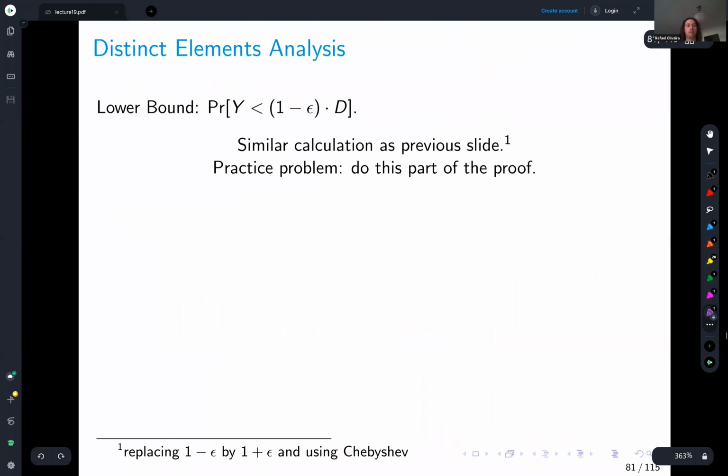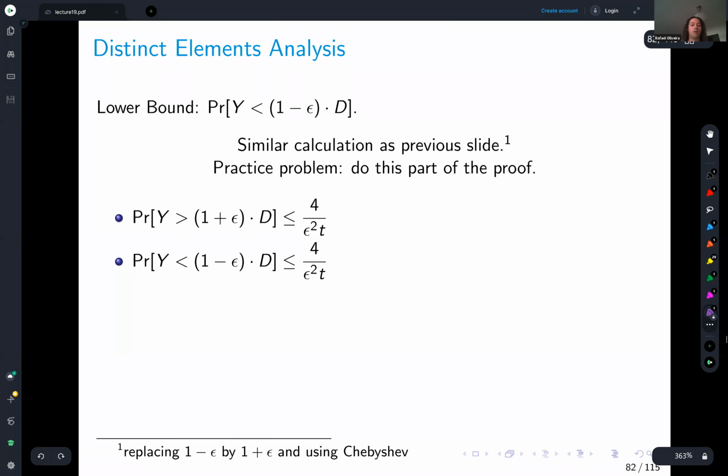Okay, and similarly, we can prove the lower bound. Similarly, we can prove that the probability that y is less than 1 minus epsilon times d will also be small. This is a similar calculation to the previous slide. So I'll leave it as a practice problem for you to complete the proof of the distinct elements. Here you just need to replace the 1 minus epsilon by 1 plus epsilon and use Chebyshev again. Okay, so this proves that with high probability.